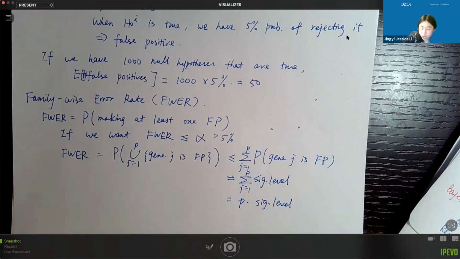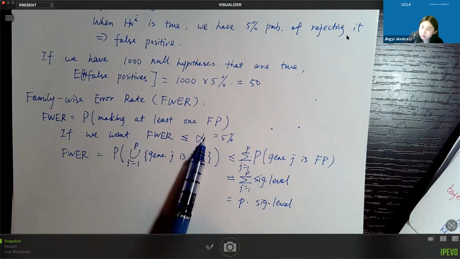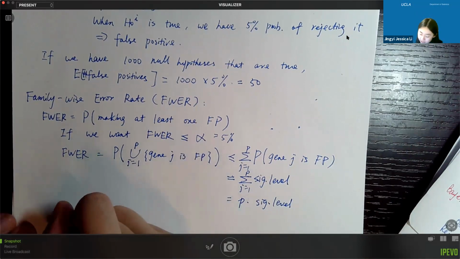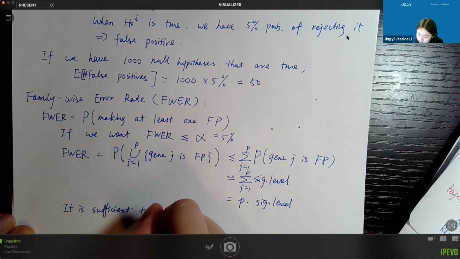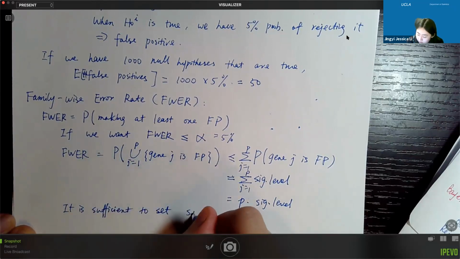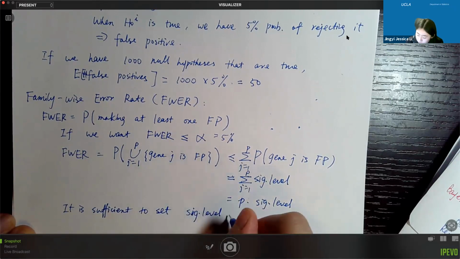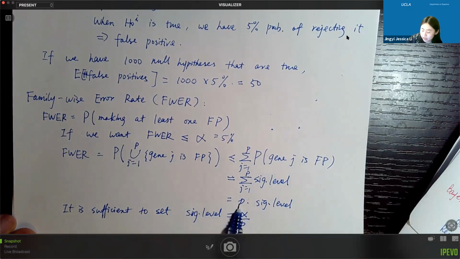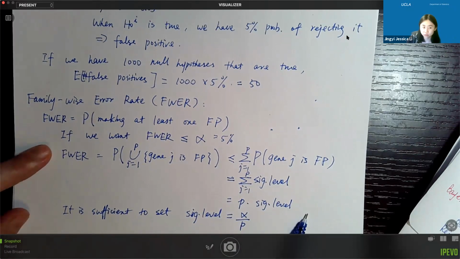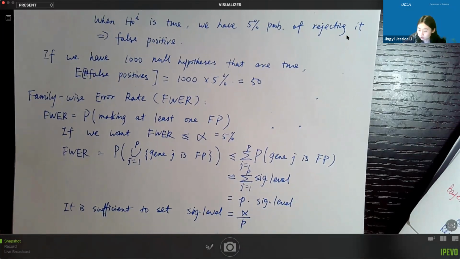And then we want to solve for the significance level so that the FWER is under alpha. Then you can see it is sufficient to set the significance level to be equal to alpha divided by P. Right? Because if this is set to be alpha divided by P, we put it here, it's P times alpha divided by P. It gives us alpha. So then we can control the family-wise error rate under alpha, or 5%.